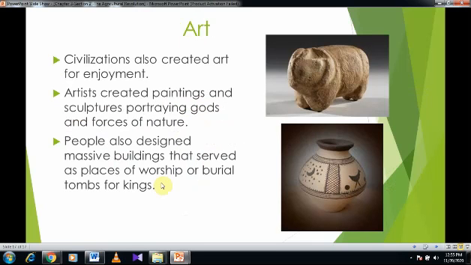The final common characteristic between all of these new civilizations during the Bronze Age was art. Art was used for several reasons. It was used for enjoyment. They created paintings and sculptures. They portrayed the gods and the forces of nature. And finally, they designed massive buildings that were later used as shrines and temples for worship and as tombs to bury the kings and the people of higher authority.